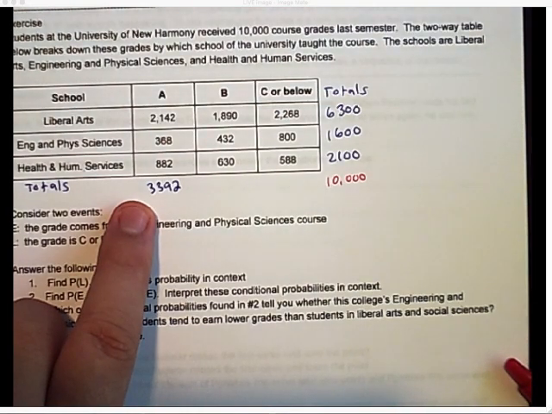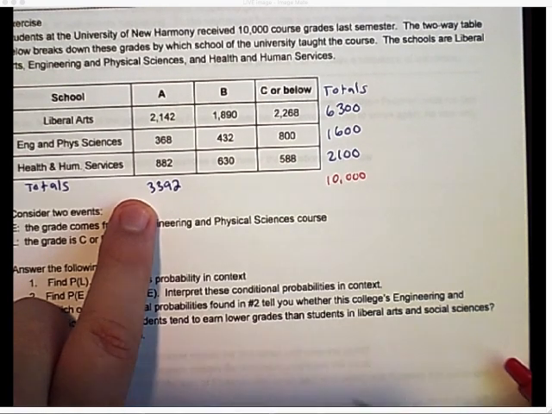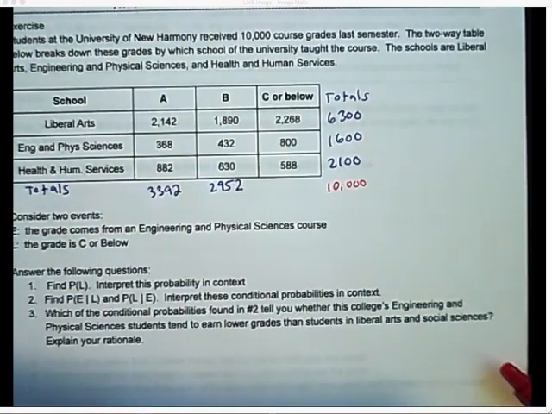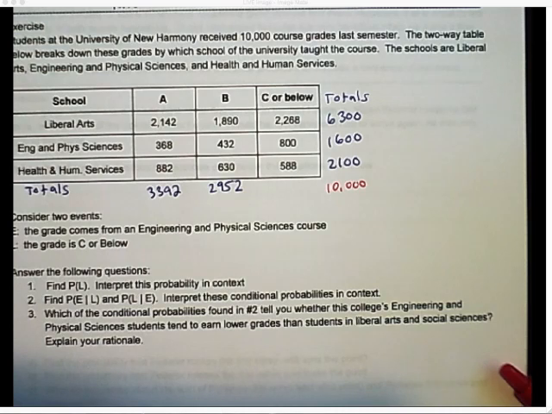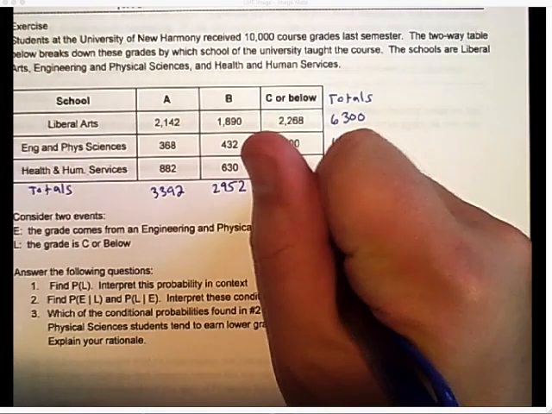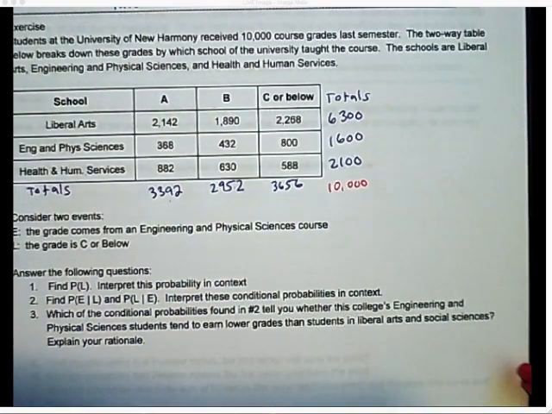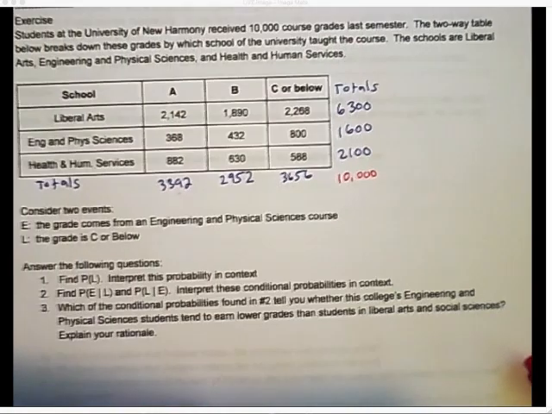1890 plus 432 plus 630. It's 2952. 2268 plus 800 plus 588. That's 3656. Let's add these three numbers to make sure they add up to 10,000 as well. So 3392 plus 2952 plus 3656. That equals 10,000 as well.